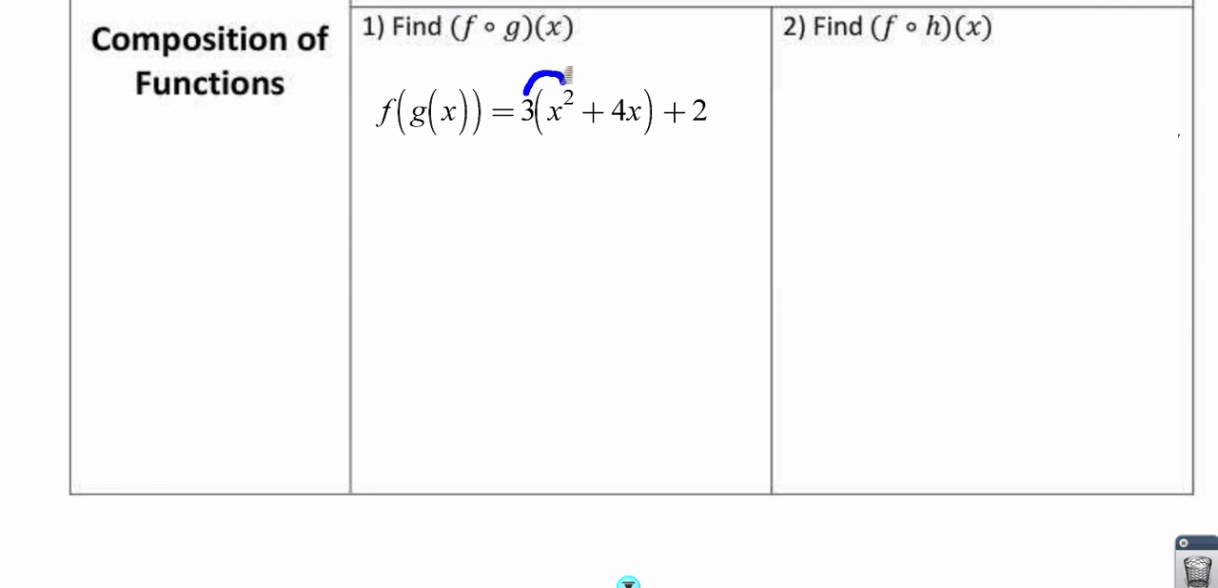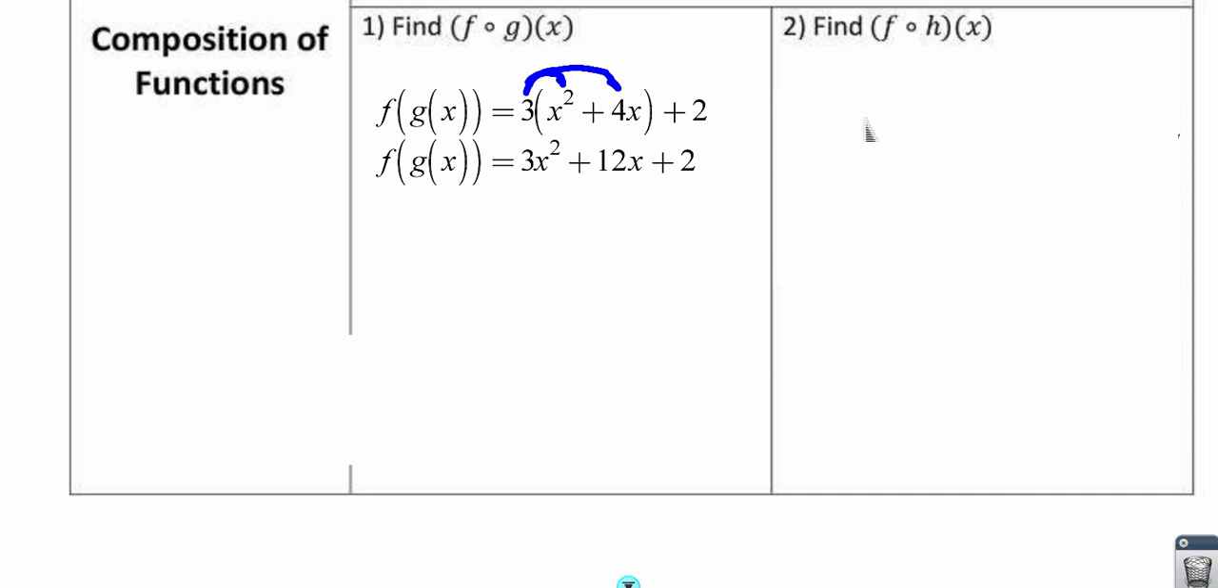So we can distribute my 3 to start. I get f of g of x equals 3x squared plus 12x. Okay, and then I don't have any like terms that I can combine. I can't do anything else, so this is my new function, 3x squared plus 12x plus 2. So we just plugged one function into the other one and worked it out.